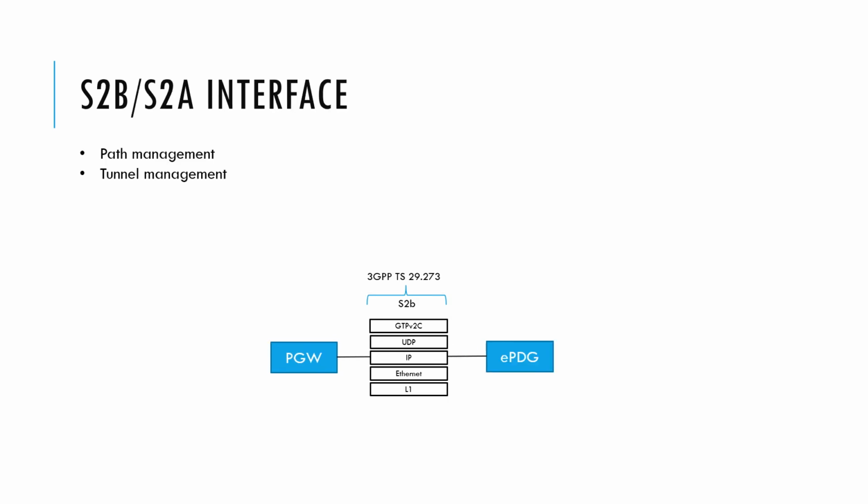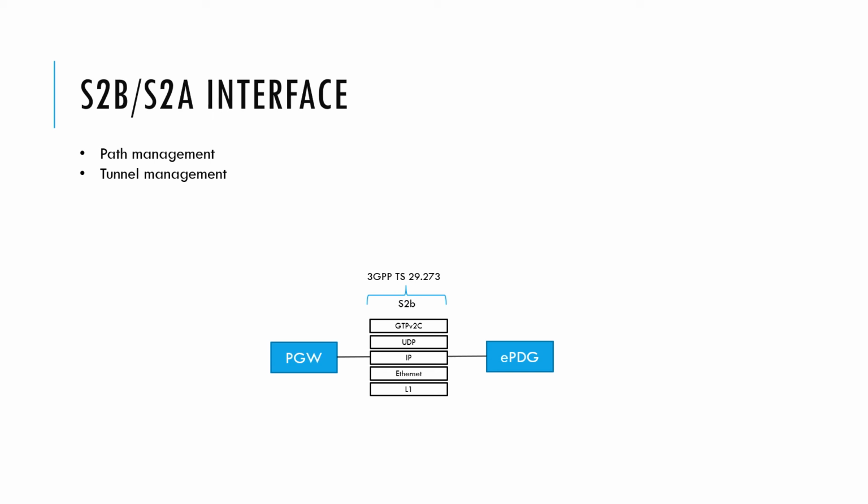So the final interfaces that I will discuss in this session are the S2b and S2a interfaces. S2a interface is used in case of trusted Wi-Fi access, which is between the TWAG and the P gateway, and S2b interface is used in case of untrusted Wi-Fi access, which is mostly the case, and which I have shown here in this slide. It is between the EPDG and the P gateway.